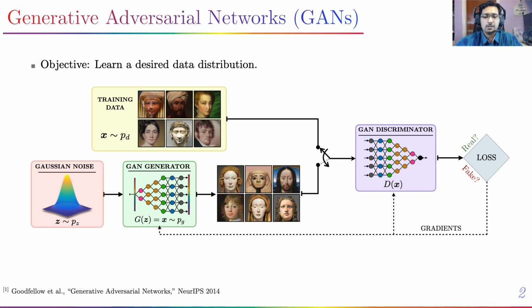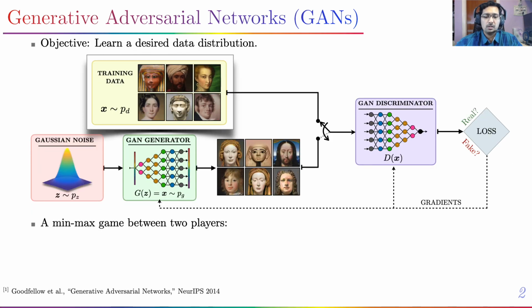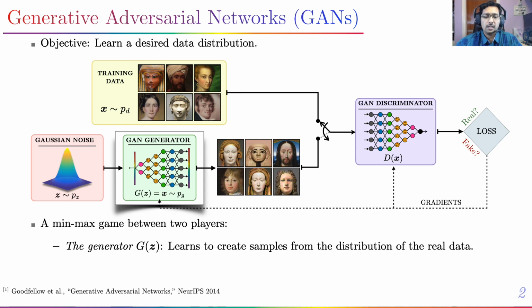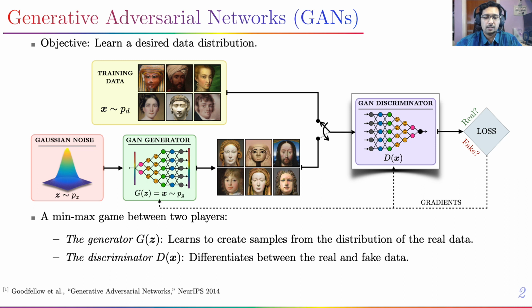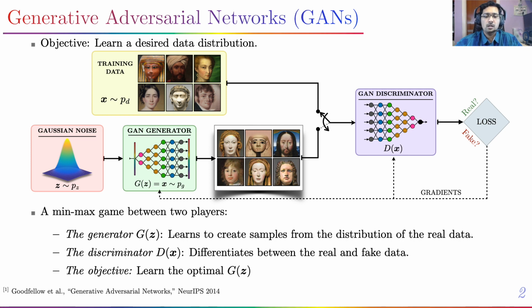Alright, to set the stage, GANs model a min-max game to learn the target data distribution, which in this case are images viewed as coming from an underlying distribution P_d. The generator then learns to transform parametric noise, typically Gaussian distributed, into samples following an output distribution P_g. The discriminator is tasked with differentiating between the real and generated samples and relays this information back to the generator through appropriately defined loss functions. The objective is to learn the optimal generator.